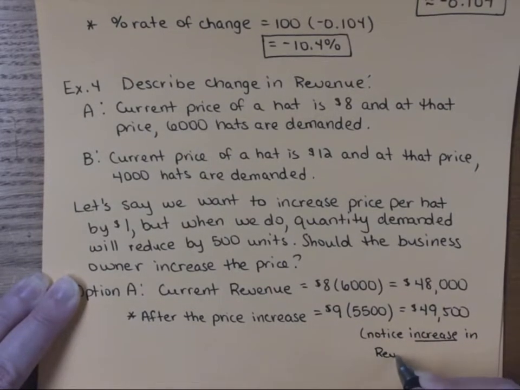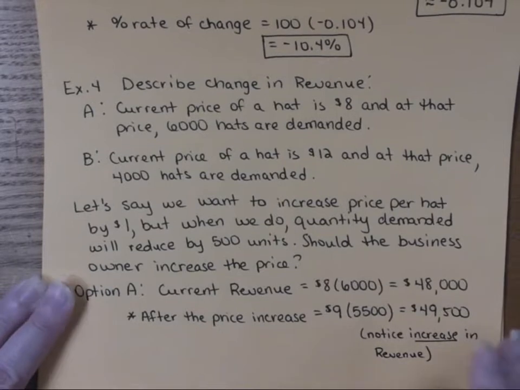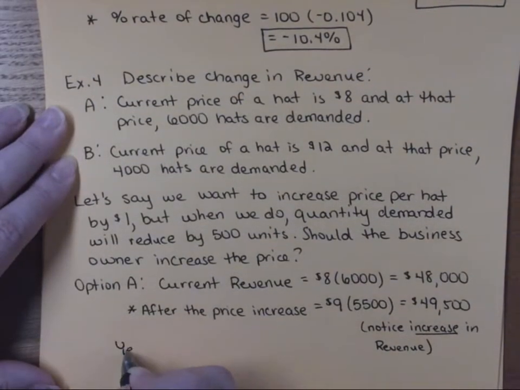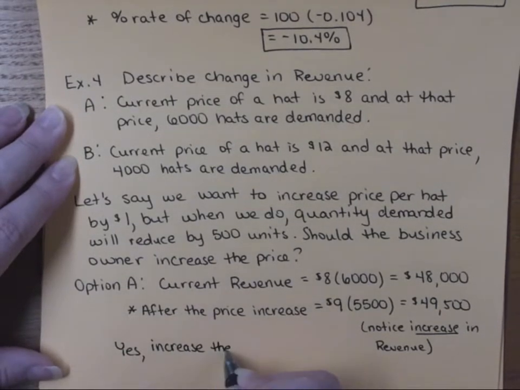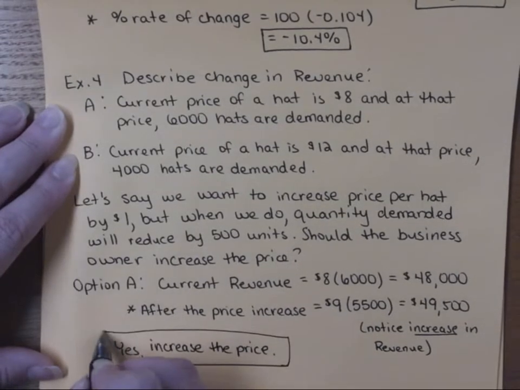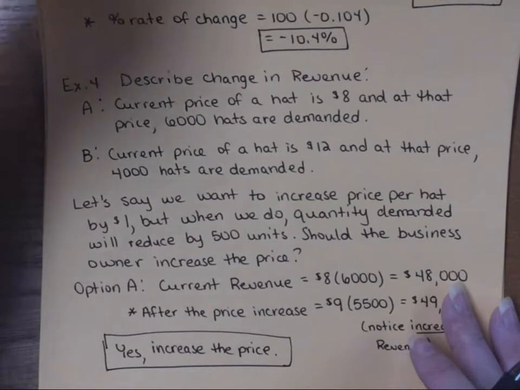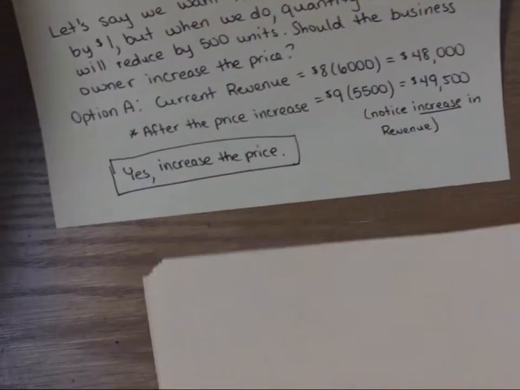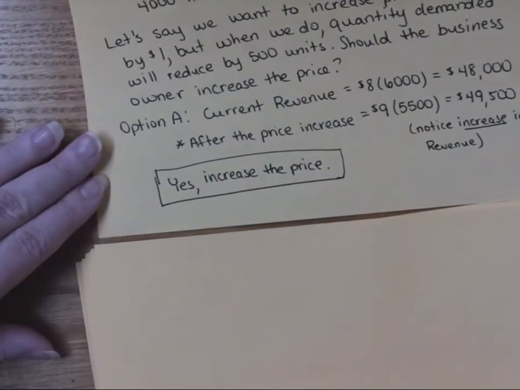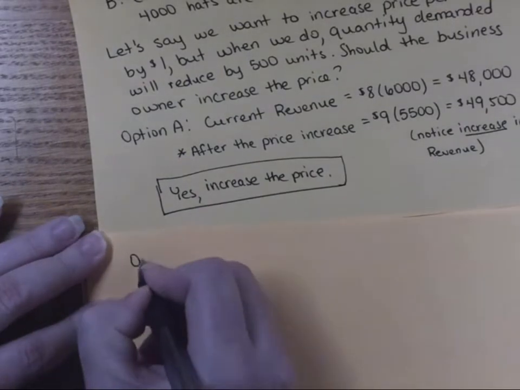So notice the increase in revenue. In this scenario, we would want to increase the price. Okay, it's worth it, right? We're going to make more revenue if we do that. Even though we sell less items, it's worthwhile for us to increase the price and take a hit on selling 500 less hats, basically. Okay, so let's look at option B.